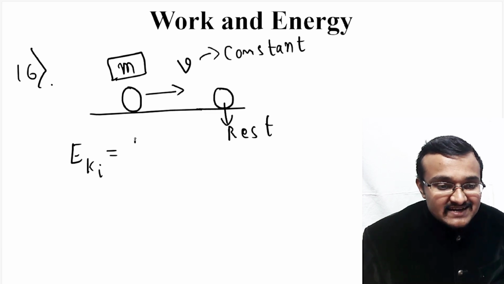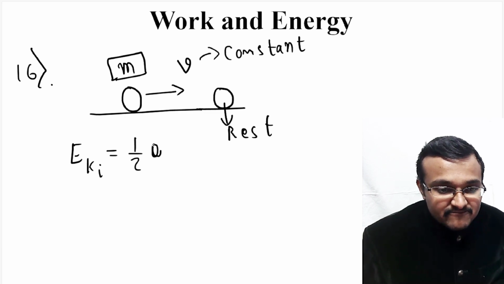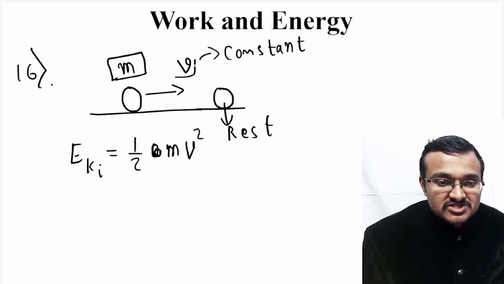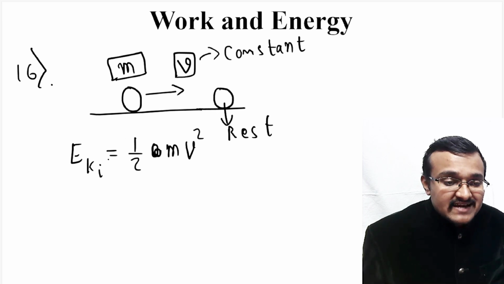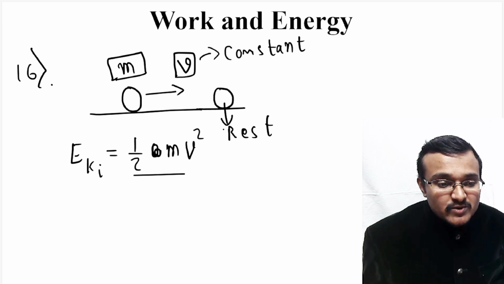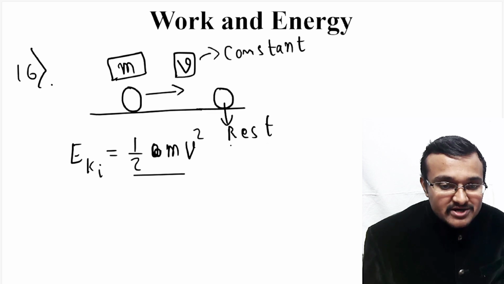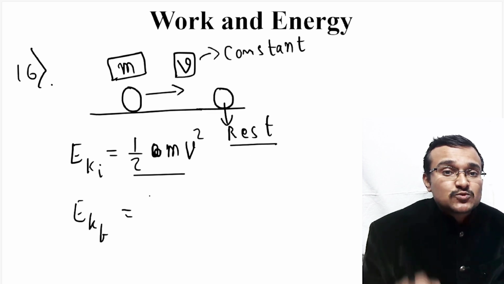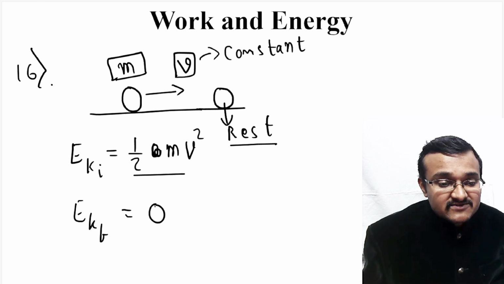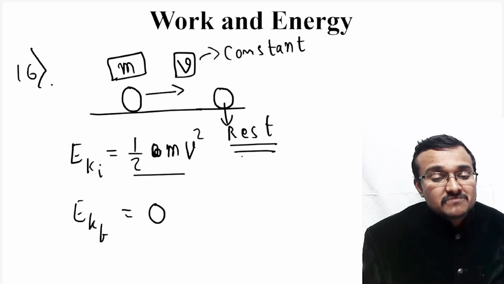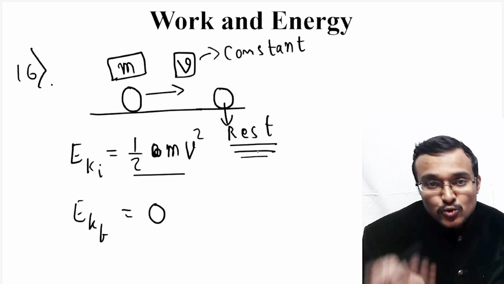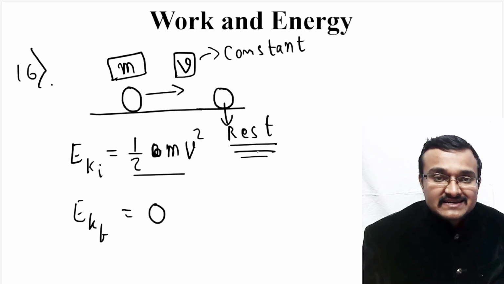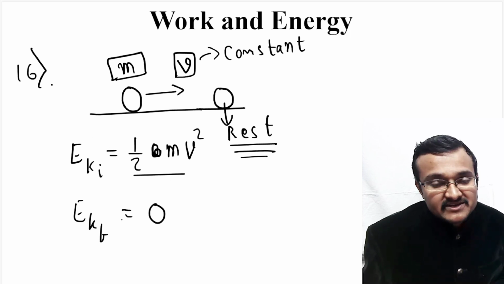So the initial kinetic energy is equal to half mv square. That means when it was traveling at velocity v, its kinetic energy was half mv square. Now when this object is brought to rest, the final kinetic energy will be equal to 0, because now this object has come to rest. That means there is no velocity, and if there is no velocity, then kinetic energy will be 0. So final kinetic energy is 0 and initial kinetic energy is half mv square.